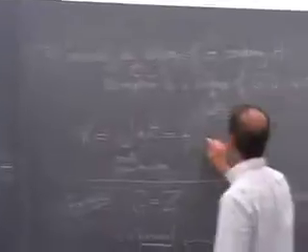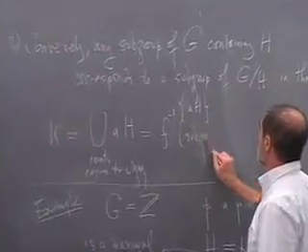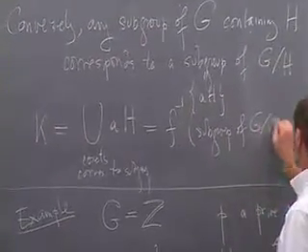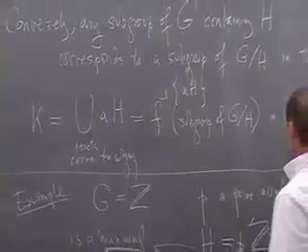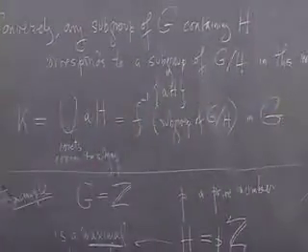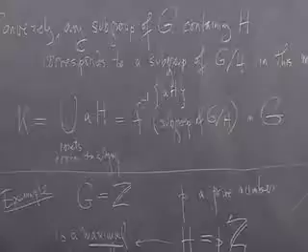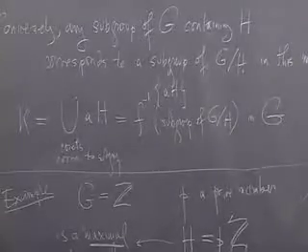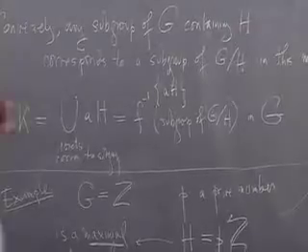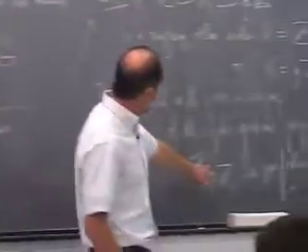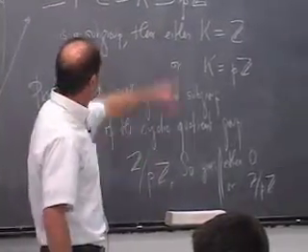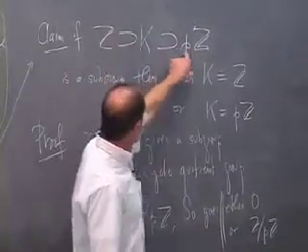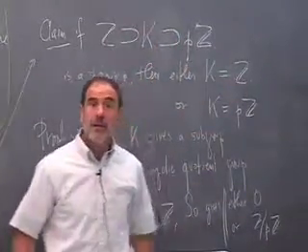This is the inverse image of the subgroup of G mod H in G. The set of all things mapping to the subgroup gives us a subgroup K in G that corresponds bijectively to the subgroup of G mod H. And so if we can say something about the quotient group, like we can in this case, that it has no non-trivial subgroups, we know that there's nothing squeezed between Z and PZ. Okay?